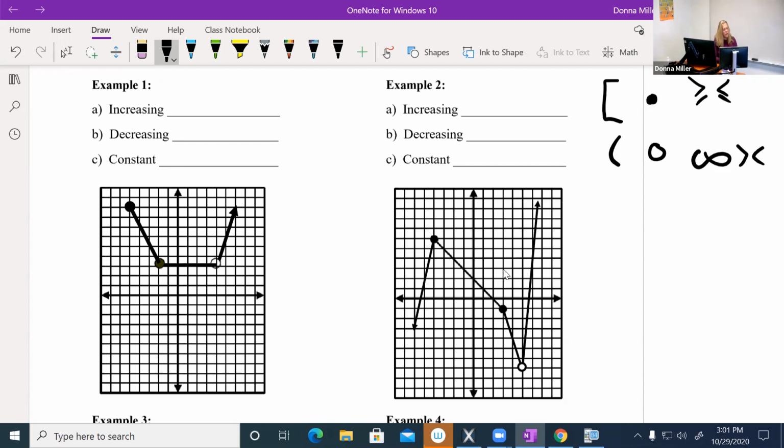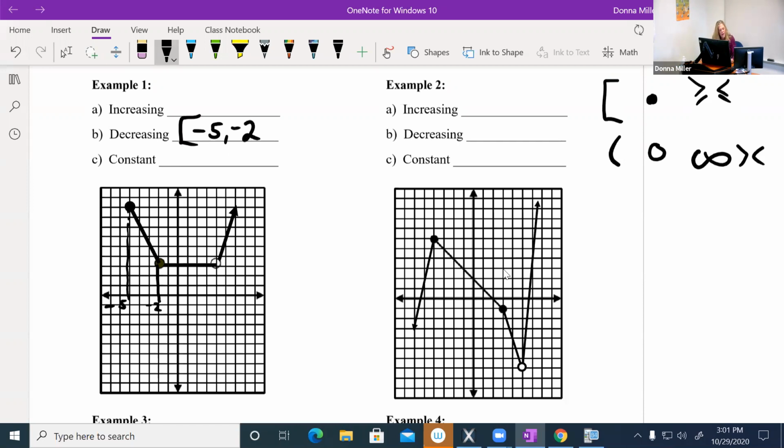Remember, we are not talking about y from graphs, so y is not in the discussion. So what I do is, okay, the graph starts here and it decreases until I get to there. See, I'm drawing lines down to the x-axis. So that's -5 to -2. From -5 to -2, I know it's going down because it's decreasing. So it's decreasing from -5 to -2. Because of the closed circle, I'm going to use a square bracket.